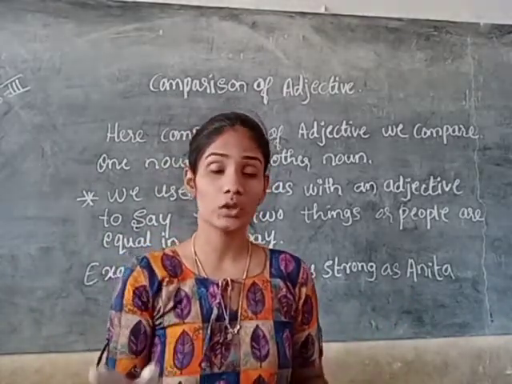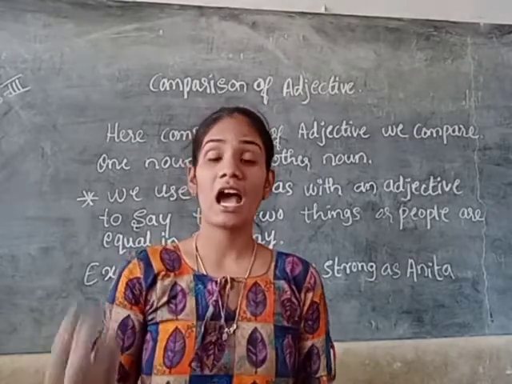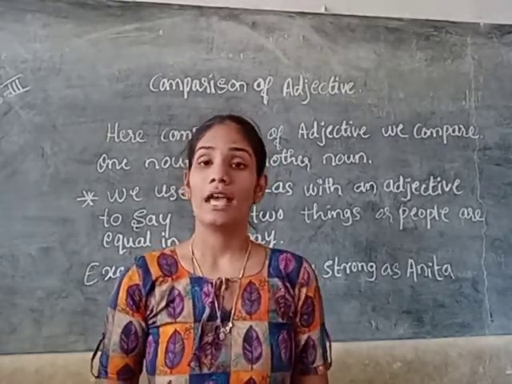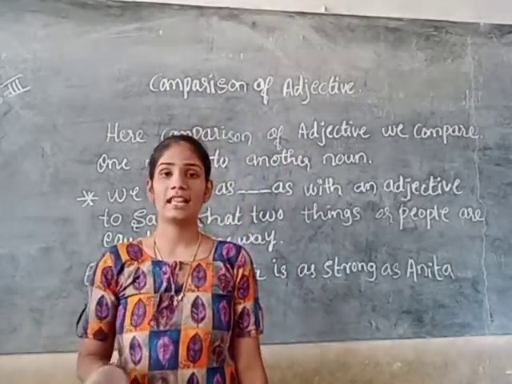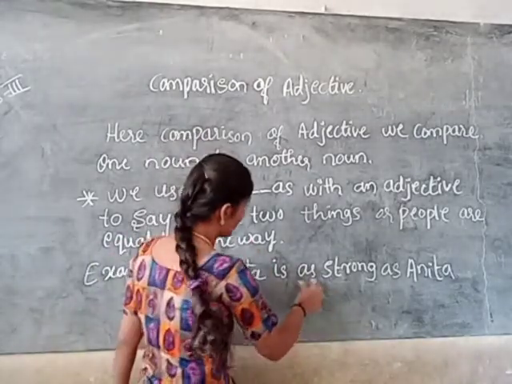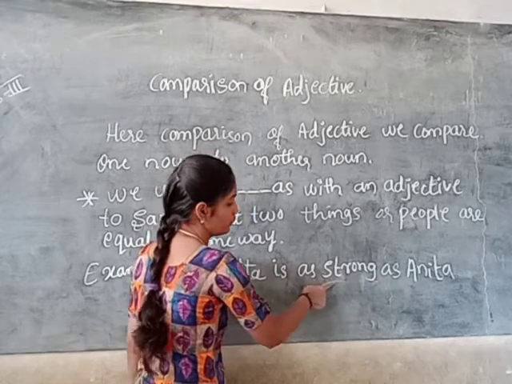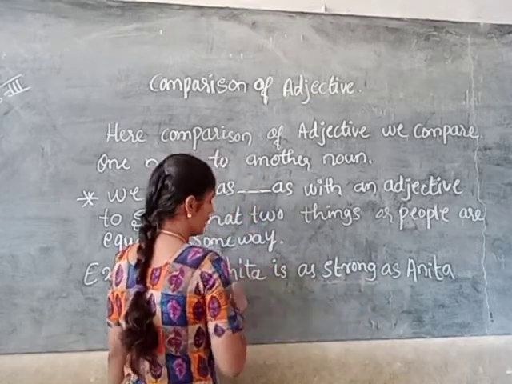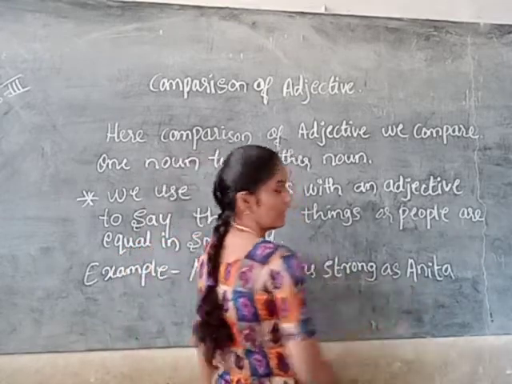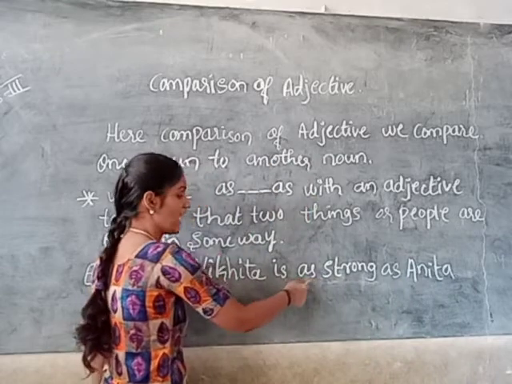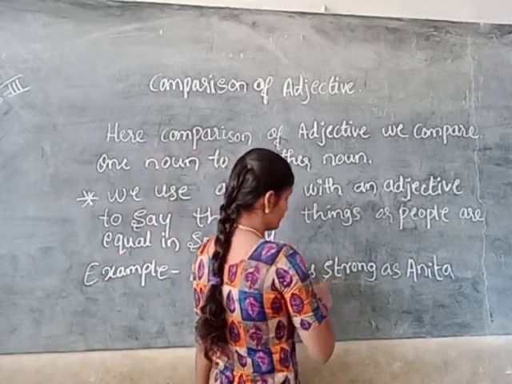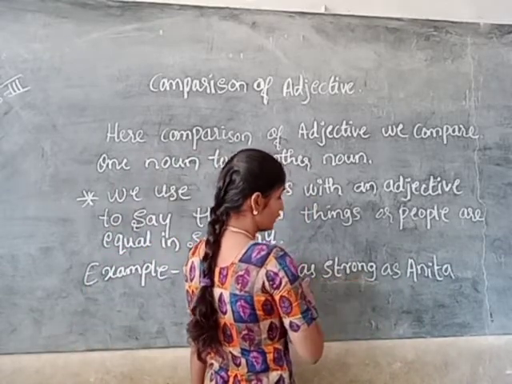When two things or two persons are equal in something, and we want to tell that, we use as. See, as is used with the adjective strong. Strong is describing Nikita and Anita.